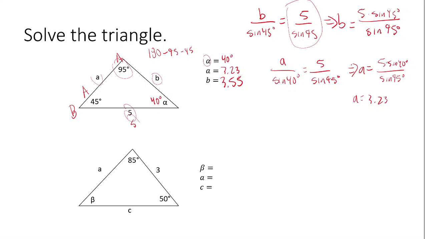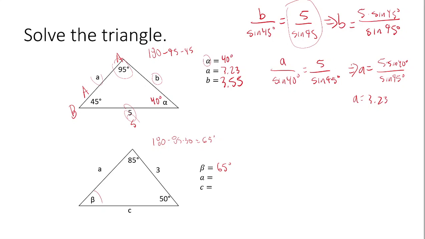Okay, next one we have here, if we read this going around clockwise, we have an angle, a side, and an angle. That's a law of sines thing we can do. So first of all, let's find that missing angle. That's always the easiest thing to do. 180 minus 85 minus 30. So that's 180 minus 115, which is what, 65? So beta is 65 degrees.